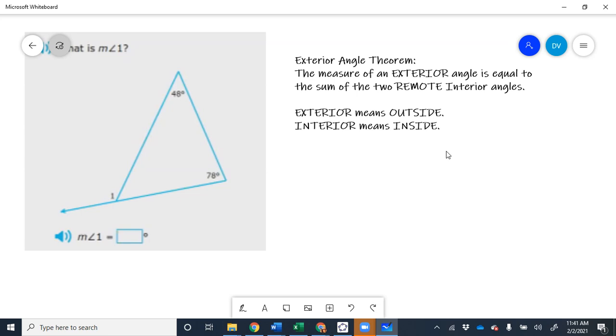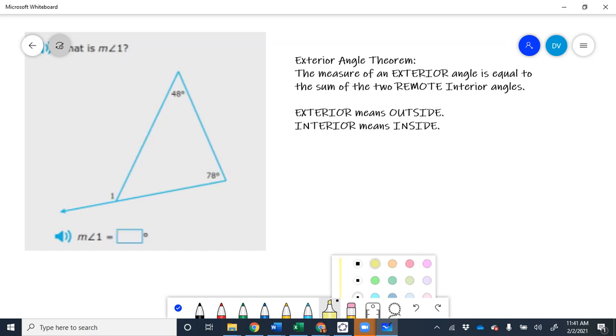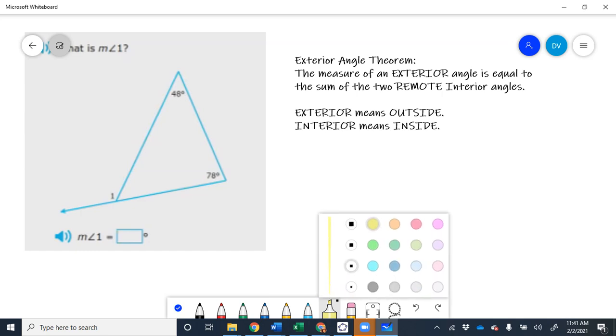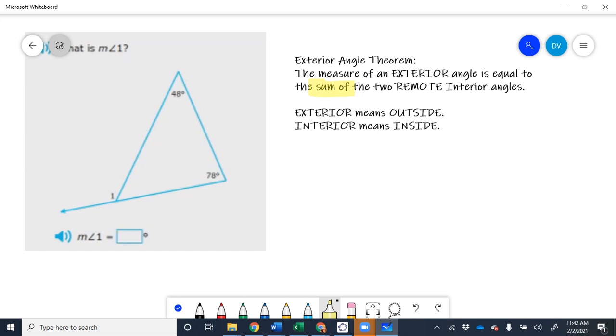I don't know why. So this says, I'm going to see if I can highlight here without it messing up on me this time. This says that the measure of it is equal to the sum. What does that word mean? S-U-M. What does it mean if I ask you to find the sum? What would you do? Would you add or would you multiply? When I ask you to find the sum of two things, do you add or do you multiply? You're right. You add. So we're going to find the sum of the remote interior angles.